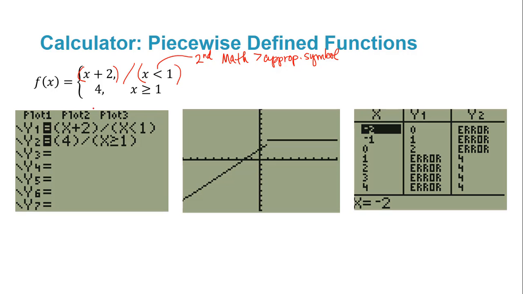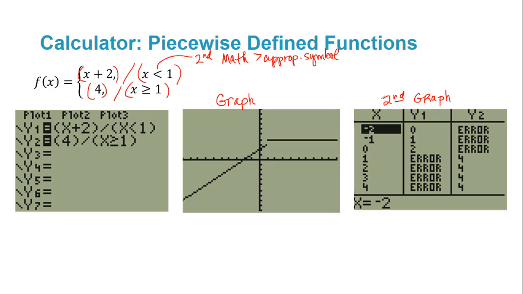And then you'll repeat that. The second function you'll put in parentheses, divided by, and then the restriction on x. And then you can press graph. The thing about this is it won't tell you clearly if you have a closed or open circle on the graph, so you need to know that. But when you look at the table by doing second graph, you can kind of tell.